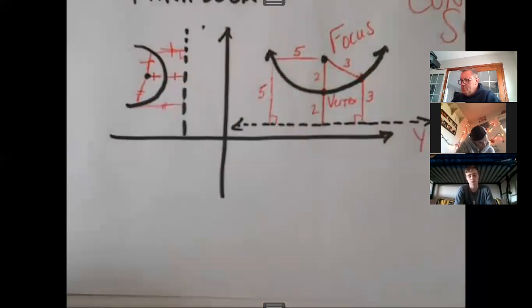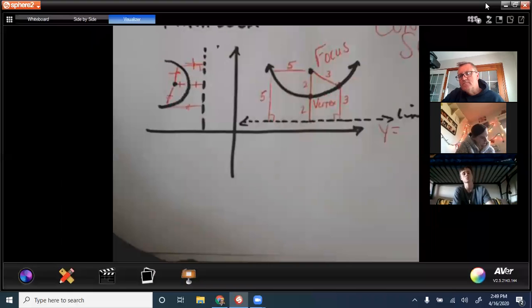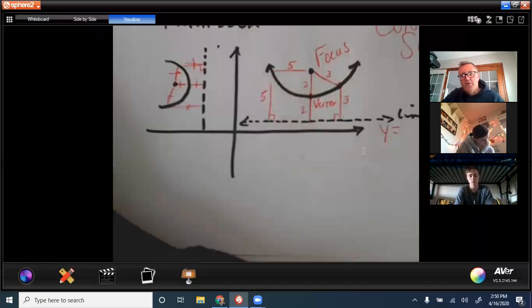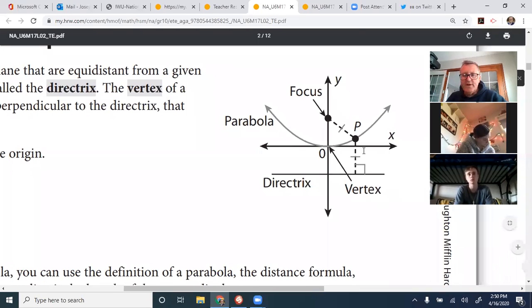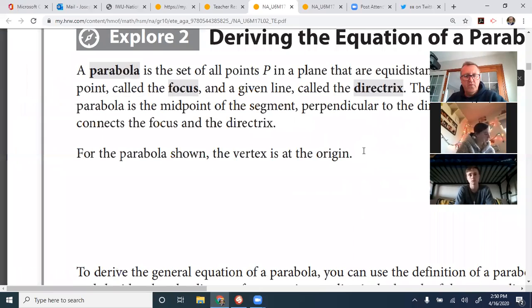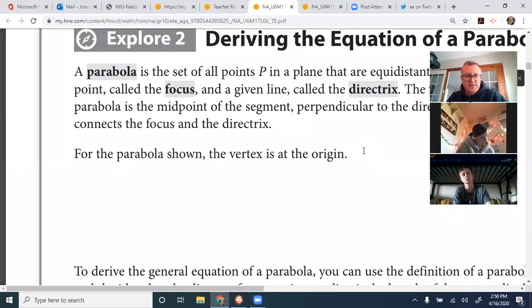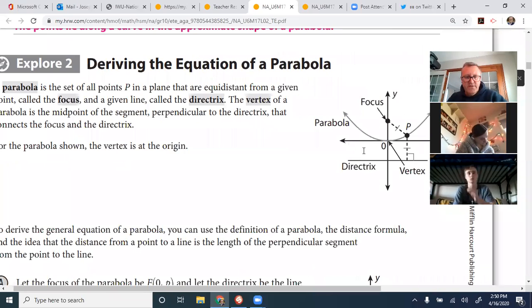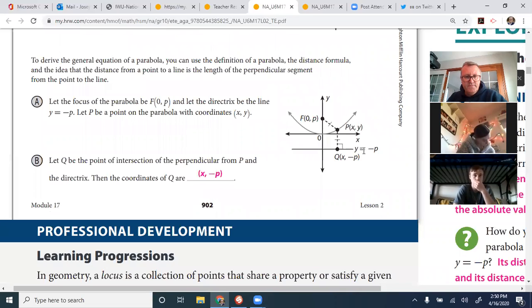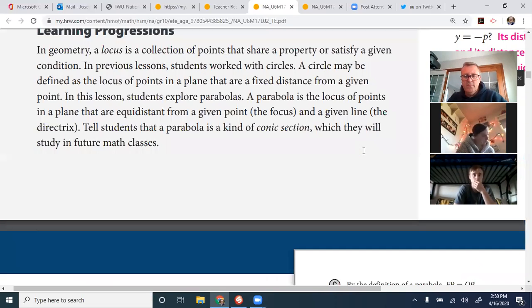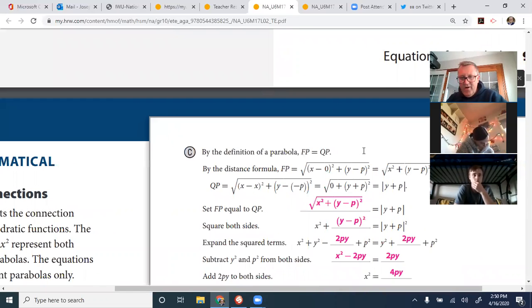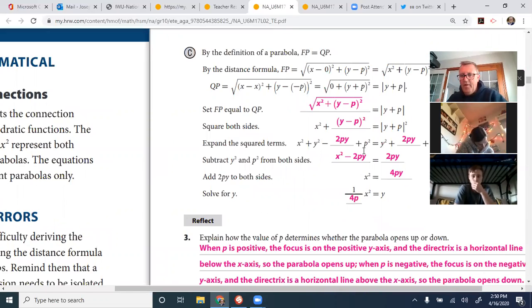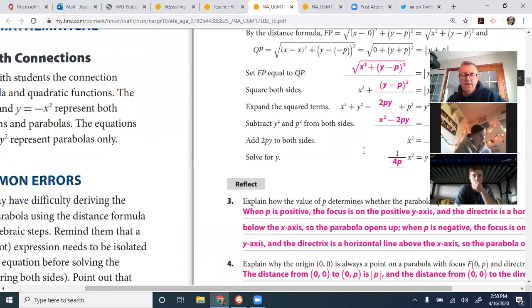All right, let me go back to the book and then we'll get the equation of a parabola. All right, so perpendicular to the directrix, vertex, parabola shown is at the origin. Okay, and then it says to derive the equation of a parabola. Let's move on down. They use the distance formula. We don't need to get into all that. That's why I didn't have you. That's not part of what I wanted you to take notes on today.